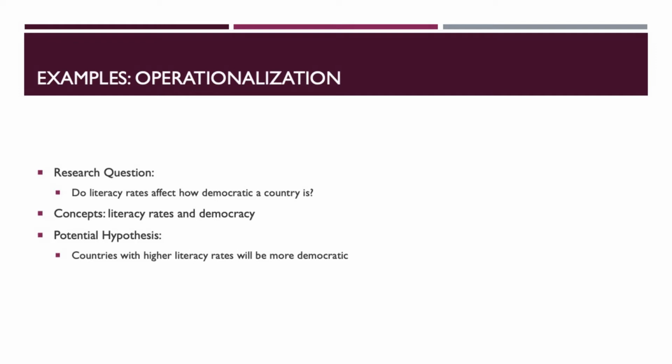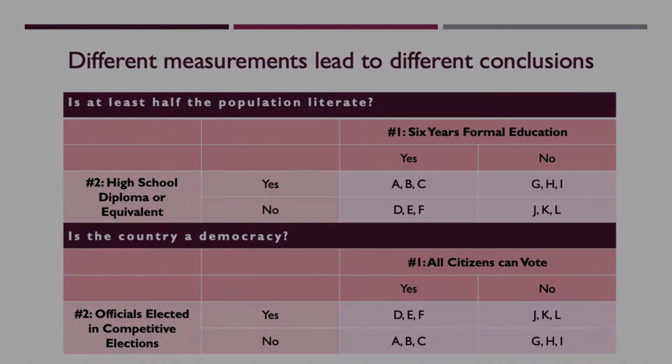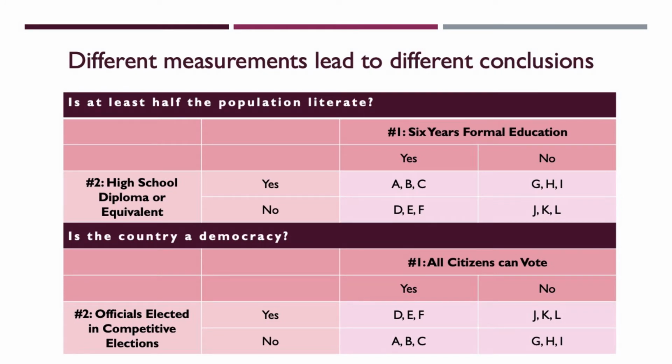So how do we operationalize literacy rates and democracy? As we discussed in the Week 3 Part 3 lecture video, different types of measurement can lead to very different results. So let's examine two potential measurements or operationalizations of literacy rates. Say you've been reading through the literature and you've noticed that studies generally measure literacy rates in one of two ways. First, you find that some studies measure the percentage of the population with a high school diploma. We use this as a proxy for whether or not someone can read.